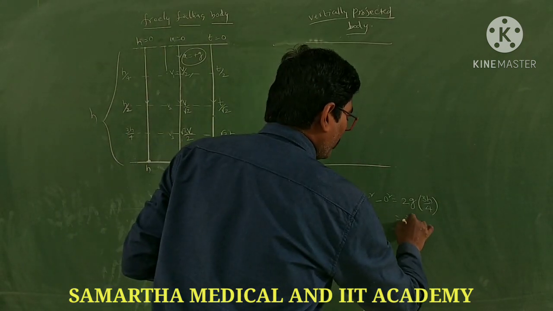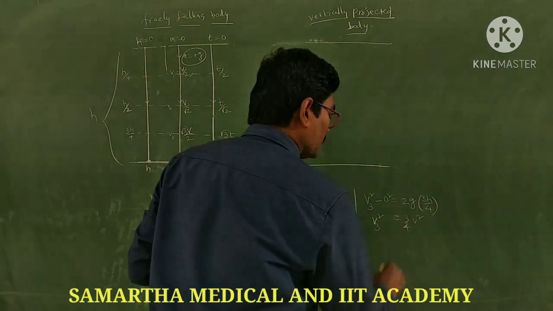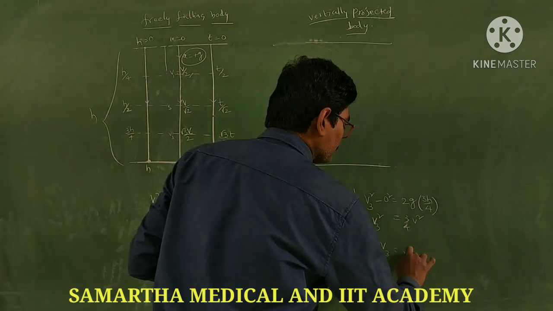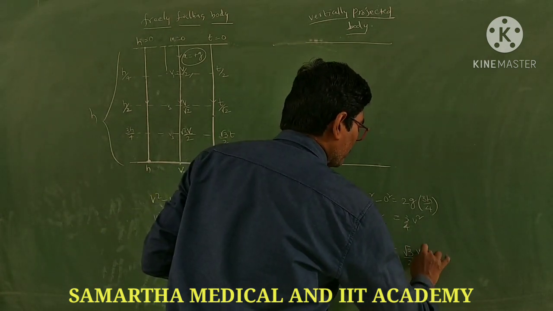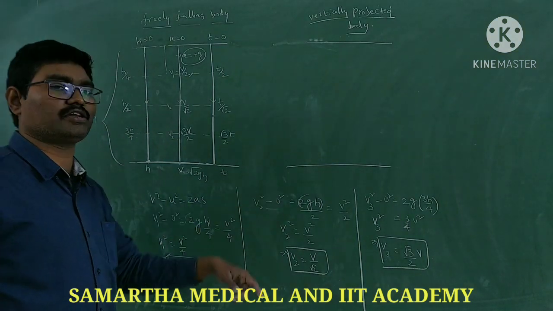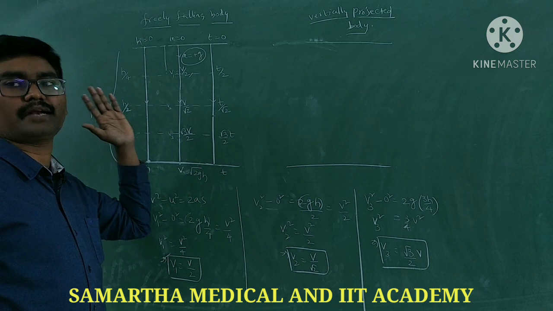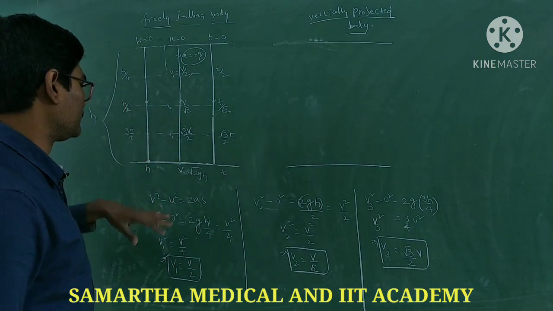So 3 by 4 into v square. That is v3 square. Then what is v3? Root 3v by 4, root 3 by 2 into v. This is like you are getting v3 plus or minus root 3v by 2. So plus while coming down, while going up negative. Right? Clear or not? So next.